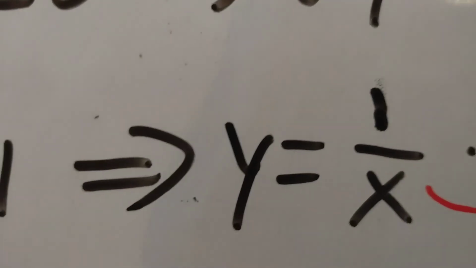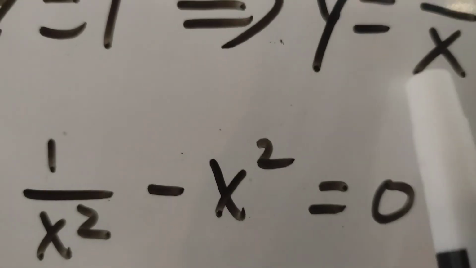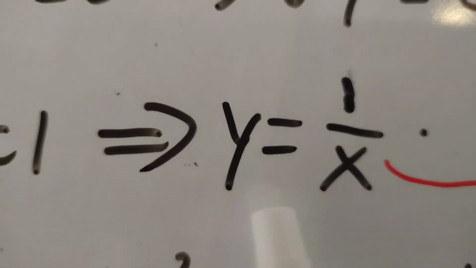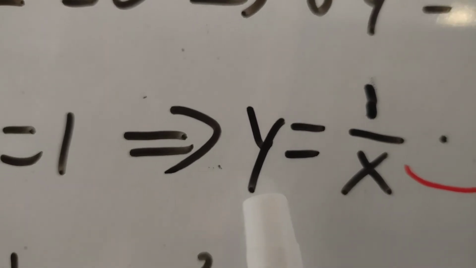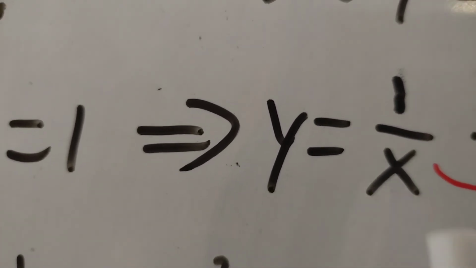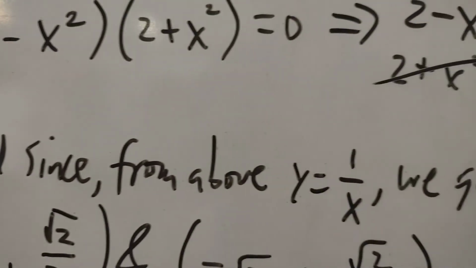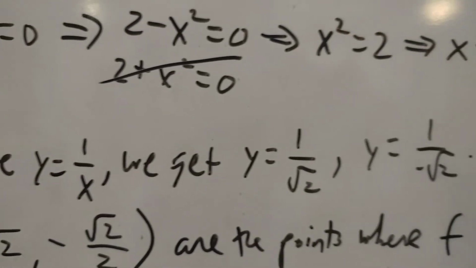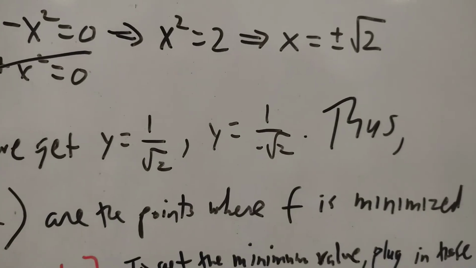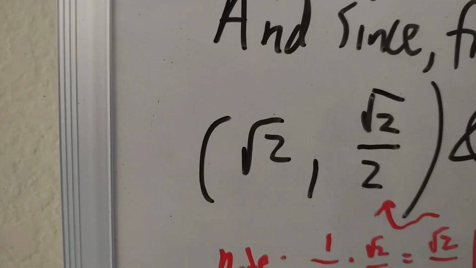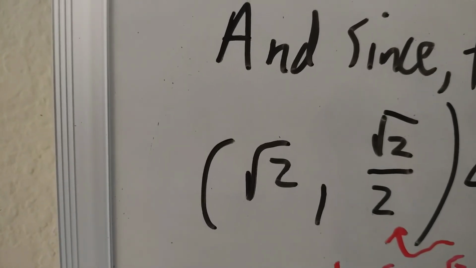So in place of this x, I wrote the square root of 2 to get one value for y, and then I wrote negative the square root of 2. So the other value of y is 1 over negative the square root of 2. Okay, so let's see where we are here. Since from above y equals 1 over x, we get these y values. Thus, here come our points where we achieve a minimum.